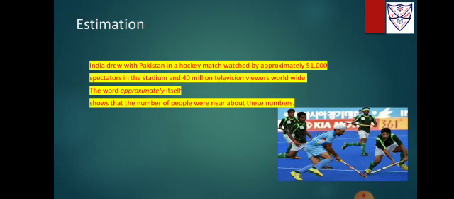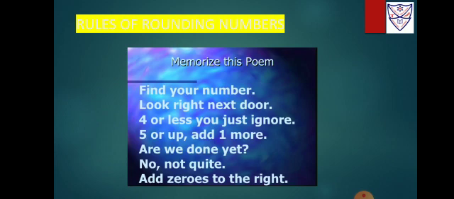So to solve estimations, we should also know the rules of rounding numbers. Let us understand the rules of rounding numbers with one poem. Find your number, look right next door, 4 or less you just ignore, 5 or up, add one more. Are we done yet? No, not quite, add zeros to the right. Means the number which we have to round, that you have to find.